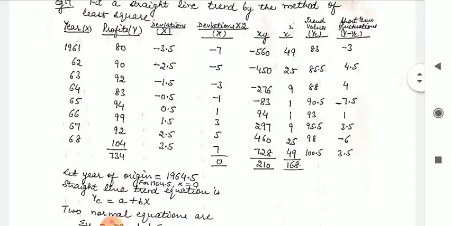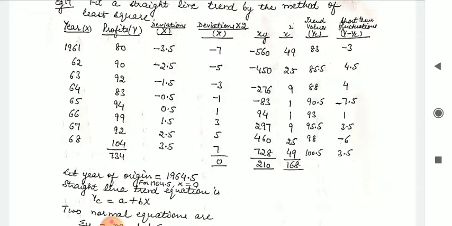Now the total number of years in this example is 8. So it is an even number of years, and in this case we will be taking the central year as the year of origin. Since there is no middle year here, being the even number case, the central point becomes 1964.5. So that is why we take the year of origin as 1964.5. For 1964.5, the value of x will be equal to 0.